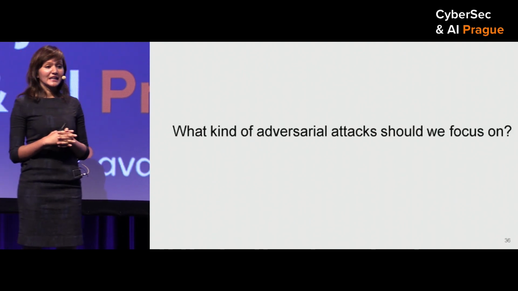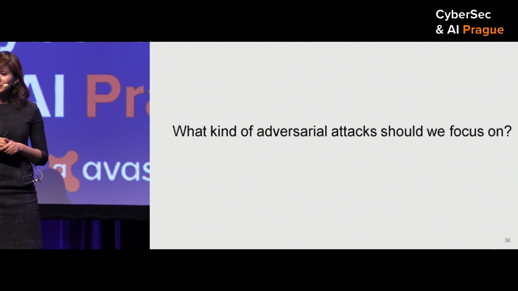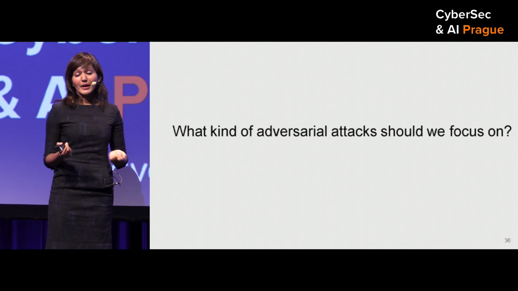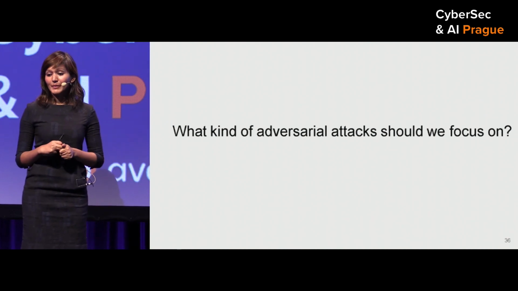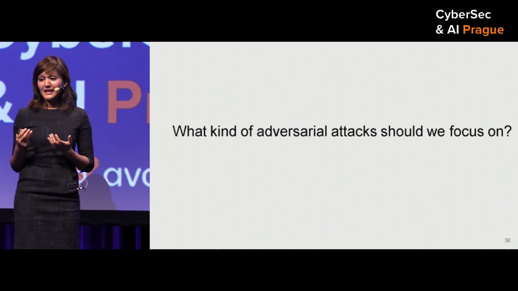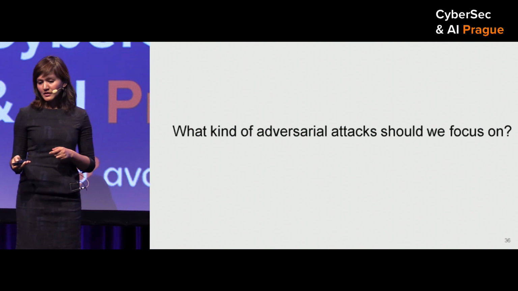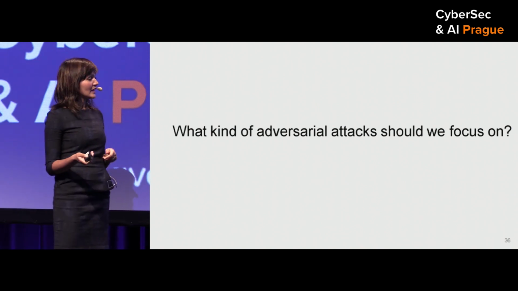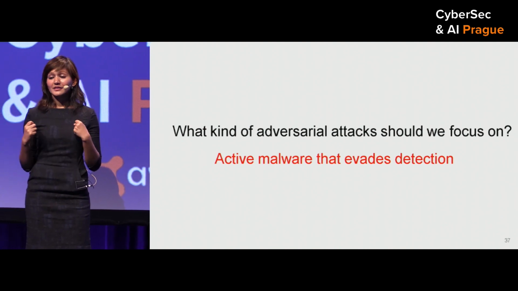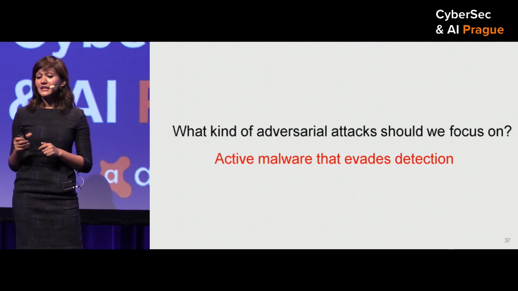So now the question is, what kind of attacks should we focus on while we are doing these adversarial attacks on malware detectors? Adversarial attacks are a great way to debug machine learning-based malware detectors, but we need to focus on the attacks that are real adversarial attacks and that can help us understand shortcomings of our malware detectors. So one way to find valid adversarial examples starts with an active malware that evades detection.